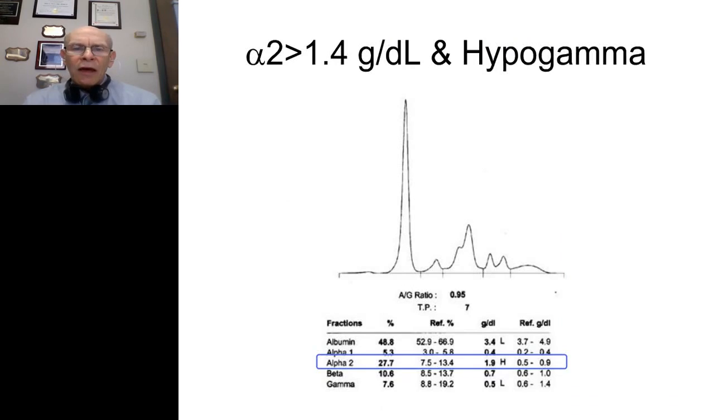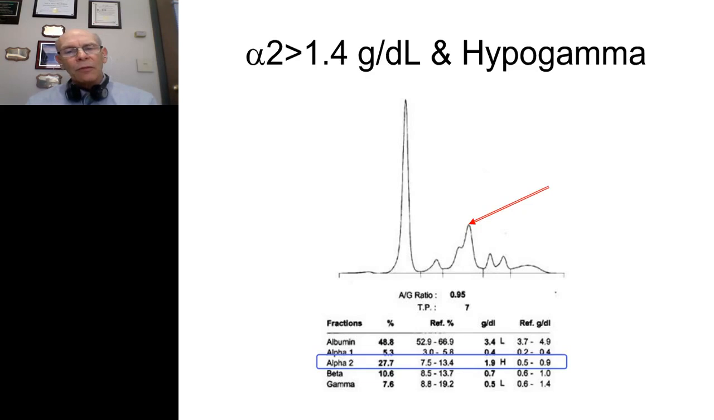What about having high alpha 2 regions as suggested by Dr. Katzman? Well, here we have a patient who has two suggestive findings. The alpha 2 region is high. You'll notice it measures 1.9 grams per deciliter, and it's flagged as being high. And the patient also has a low gamma globulin. It's less than the 0.55 that Dr. Katzman recommended. So what is that band?